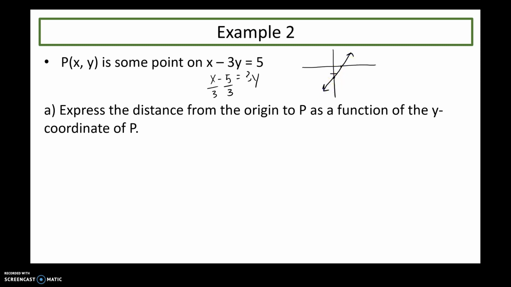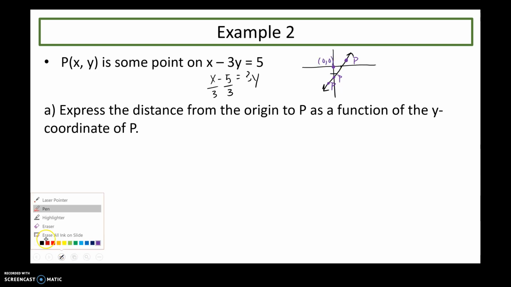Okay, so point P is somewhere on the line. We don't know where it is, nor do we care what it is. Okay, it could be up here. It could be down there. It could even be something like the y or the x-intercept. Express the distance from the origin to that point P. So we're going anywhere on the line to the origin.